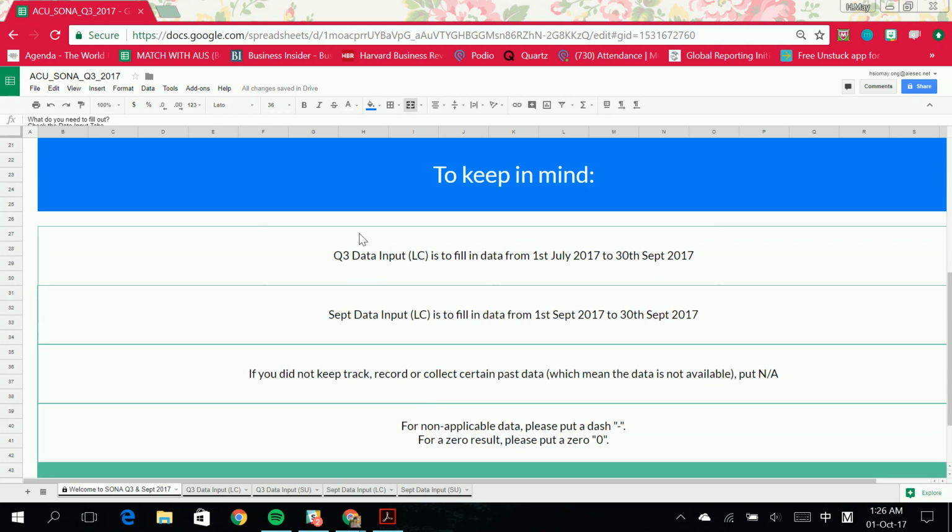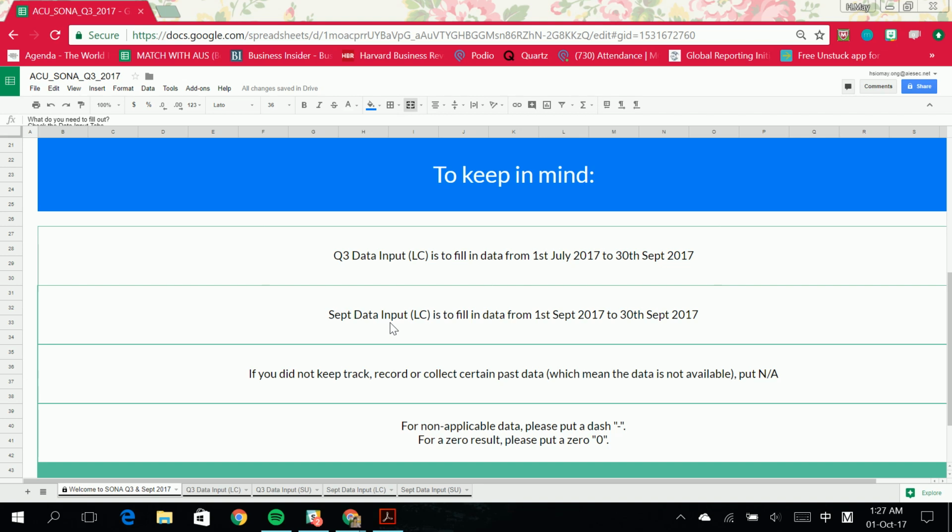First thing is Q3 data input LC is to fill in data from the 1st of July 2017 to 30th of September 2017. September data input LC is to fill in data from 1st of September 2017 to 30th of September 2017. This time, you would notice that we evaluate your past quarter performance, and at the same time your September data input, which is your past month performance.